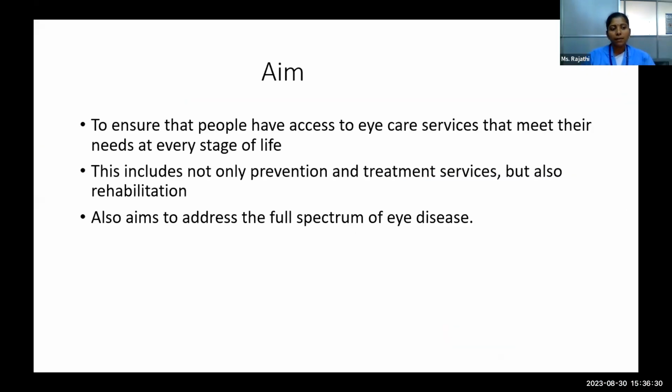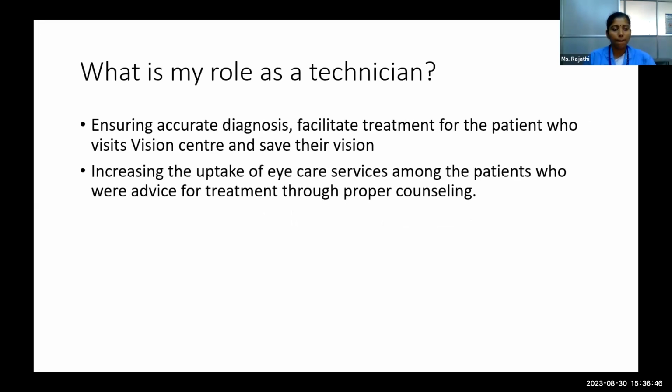So the aim is to ensure that people have access to eye care services that they need at every stage of life. This includes not only prevention and treatment services, but also rehabilitation. It aims to address the full spectrum of eye diseases.